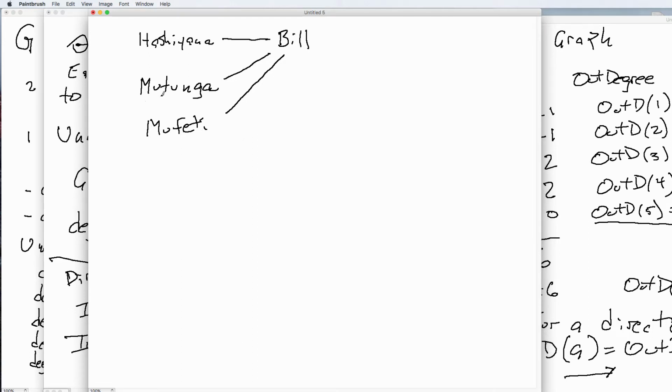And here's something that I'm sure that you all know. Dr. Muffetti knows Matunga, and Dr. Muffetti knows Hashiana. And it turns out that Hashiana also knows Matunga. So I want you to notice what we have here. Each one of these points here, Hashiana has 3 lines coming out of him, Matunga has 3 lines coming out of him, Muffetti has 3 lines coming out of him, and Bill does. In fact, you should recognize this thing over here. This is the complete graph with 4 points. So another way to draw this, if we wanted to, would be this way.